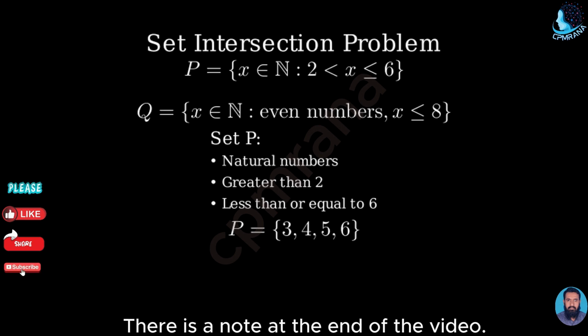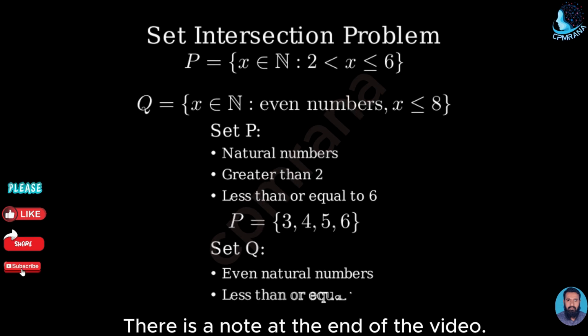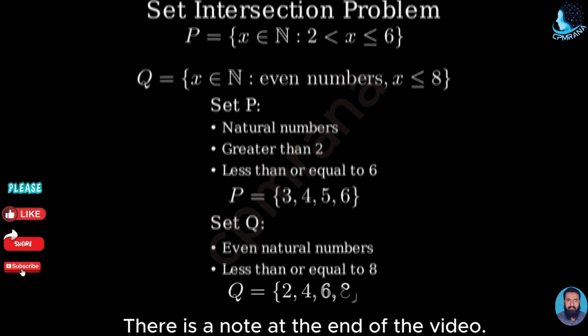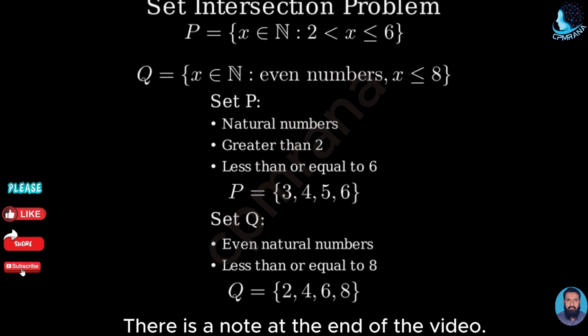Now, let's find all the elements in set Q. Set Q contains even natural numbers that are less than or equal to 8. So Q equals the set containing 2, 4, 6, and 8.